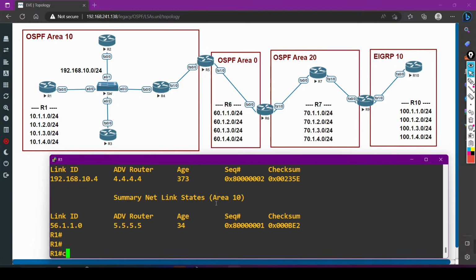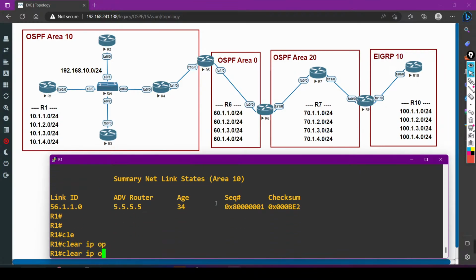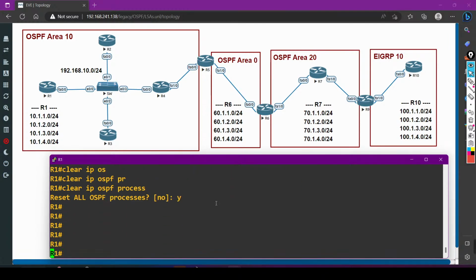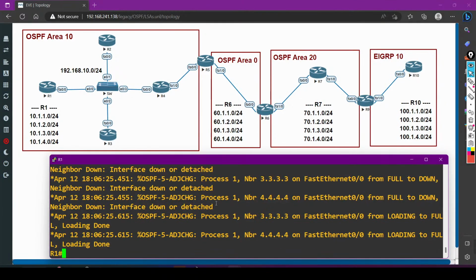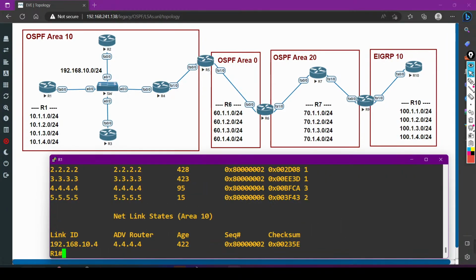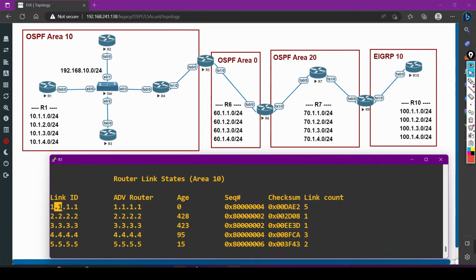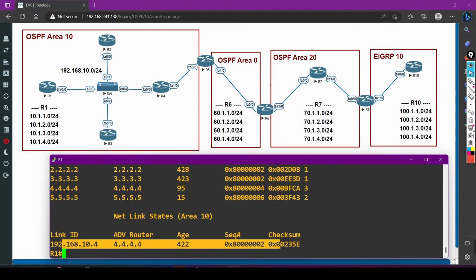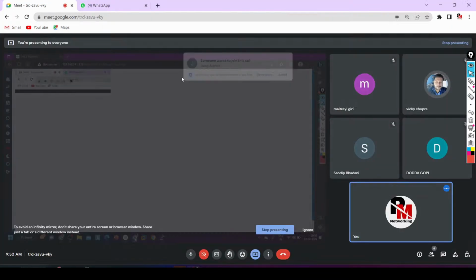Again I am going to say clear IP OSPF process. Say yes. Okay. So show IP OSPF database. Now you are able to see the database. There are 5 LSA1 and there is only one LSA2. Router 4 is generating it because router 4 is my DR. Done.